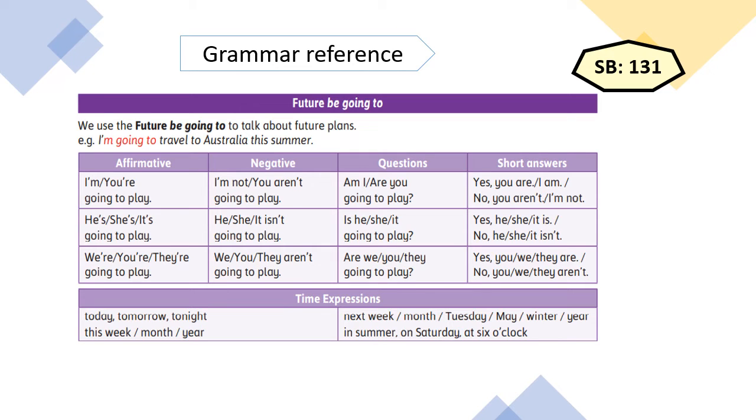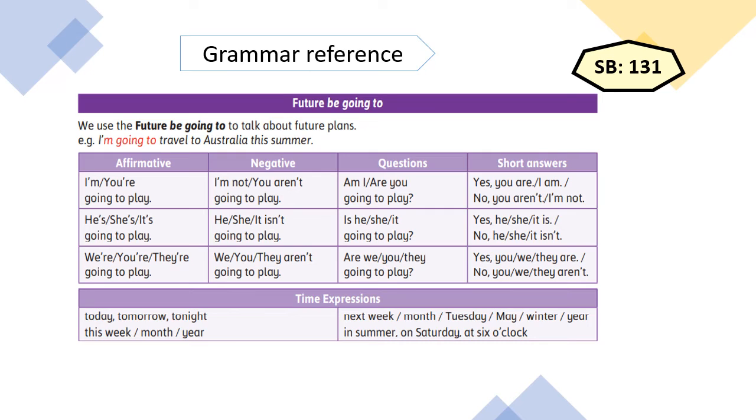Okay, if you look at this table, you will find it's divided into four parts. The first one is affirmative. The second one is negative. The third one is question. And the last one is the short answers. Let's look at the first one. I am going to play. What about the negative? I'm not going to play. What about the question? Are you going to play? What about the answer? Yes, I am. So all of these talk about the future, what you are going to do.